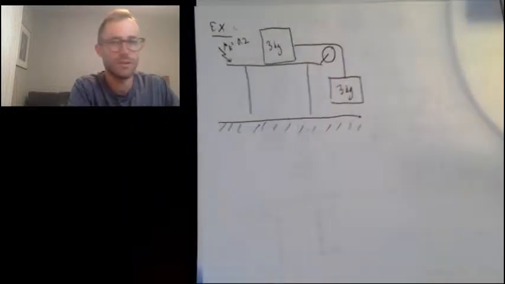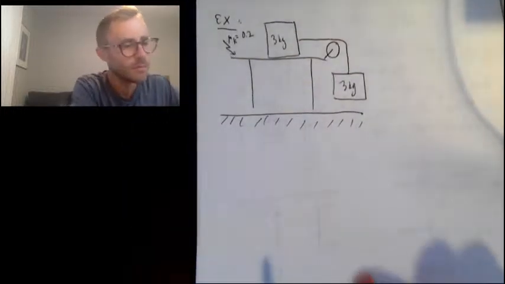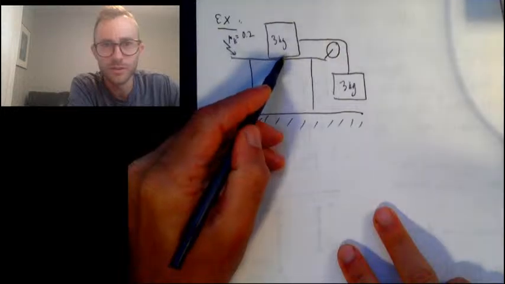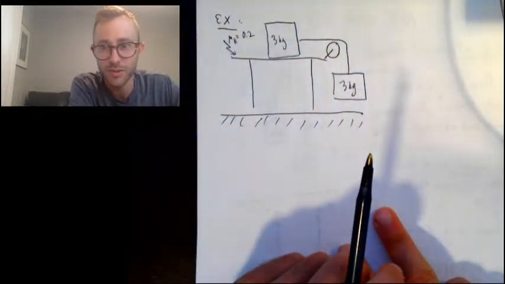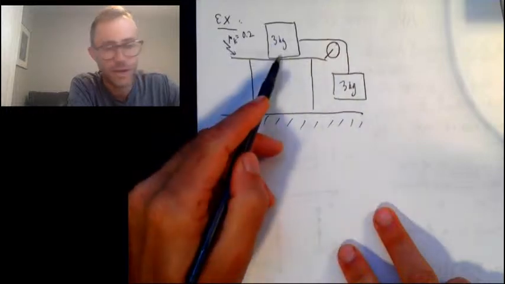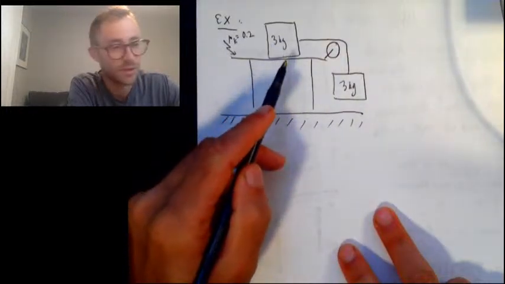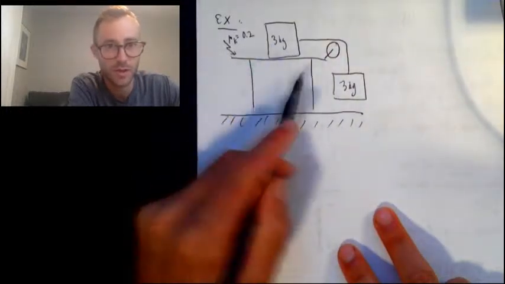Okay. If we go back to this example, this mass is going to have no normal force because it's dangling. This mass is going to have a normal force because it's on the table. It's in contact with the table. Okay.